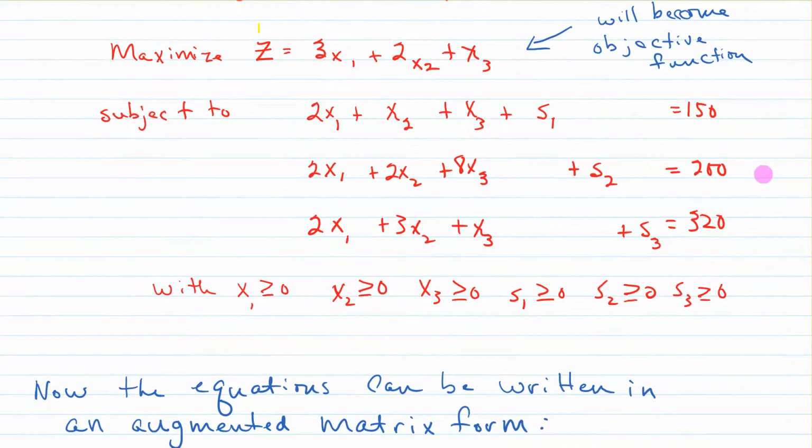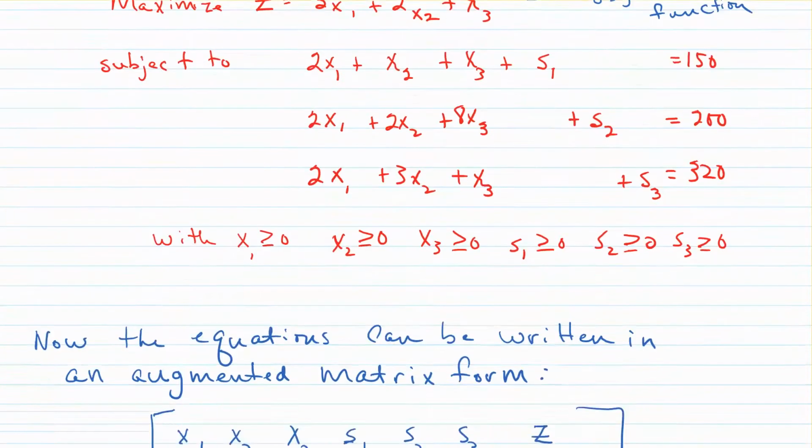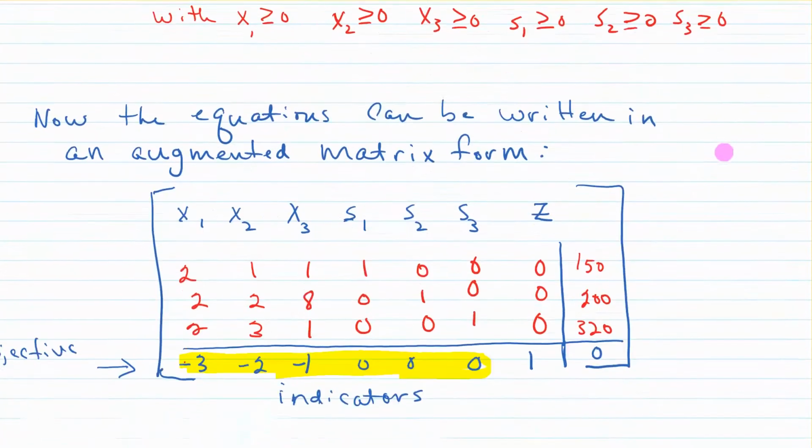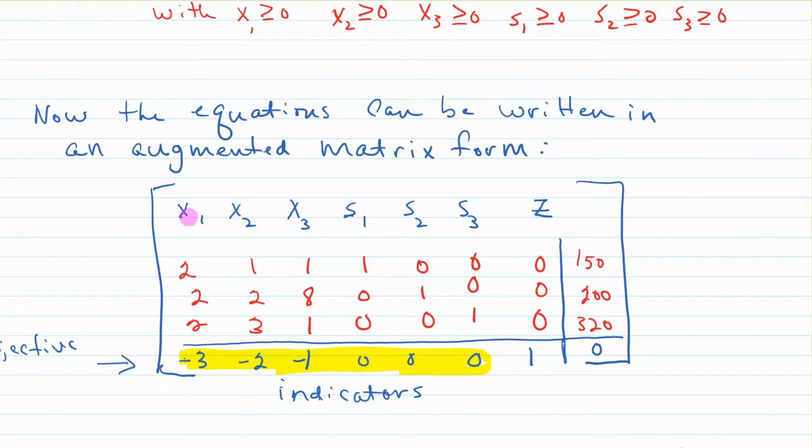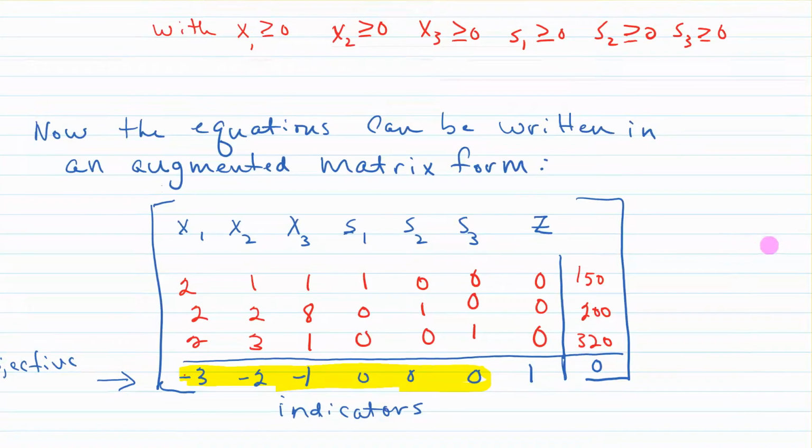All right, now the equations can be written in an augmented matrix form. So we've got everything up here, x1, x sub 2, x sub 3, s1, s2, s3, and z. And we just take the coefficients, and if there wasn't anything there, it becomes a 0. And we have an augmented matrix. Remember that line is there, and the constants are over here. All right, does that make sense?